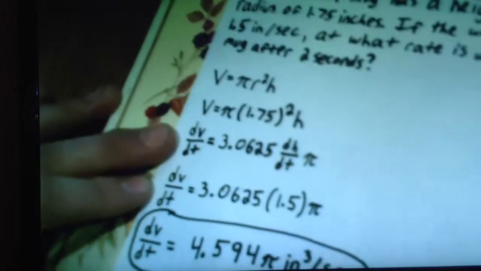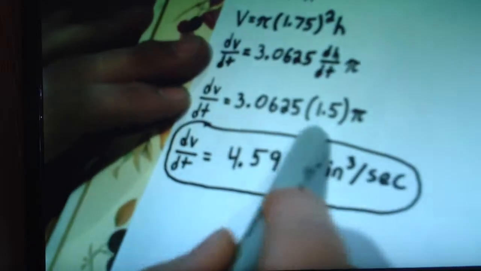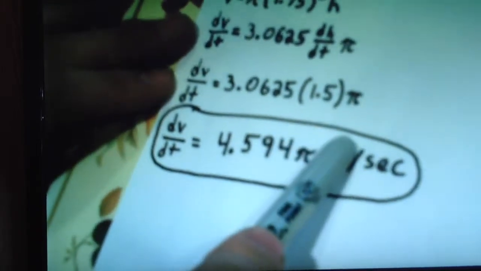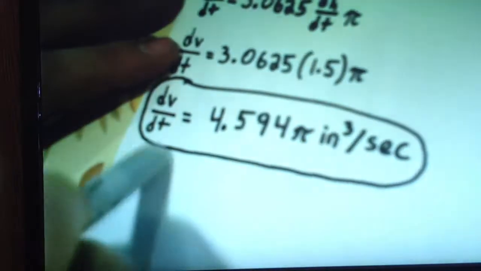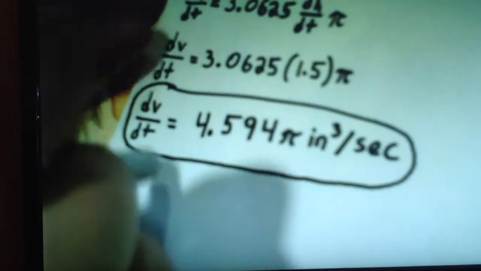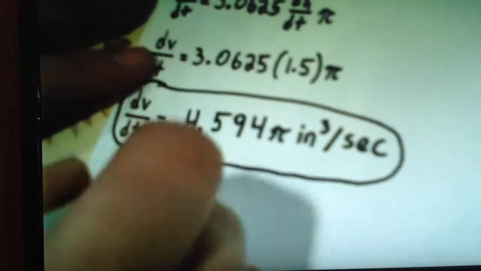Now, we plug in 1.5 inches per second, which is the rate of the height rising in the cup, and we get 3.0625 multiplied by 1.5 times pi, which equals the rate of water coming into the cup at 3 inches: 4.594 pi inches cubed per second. And that's the answer.